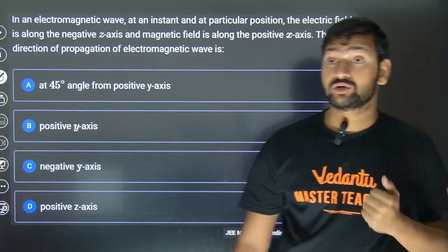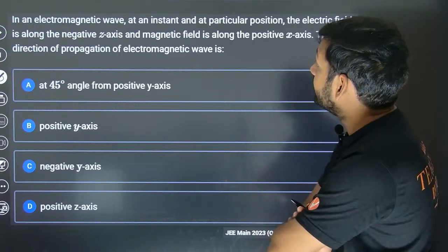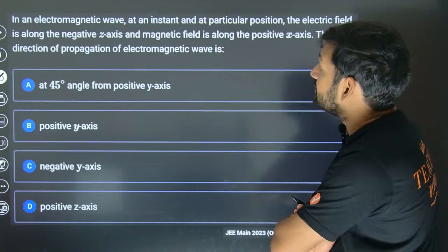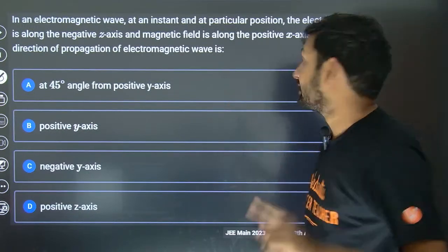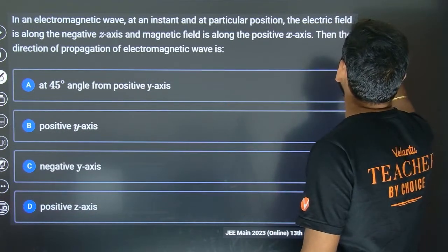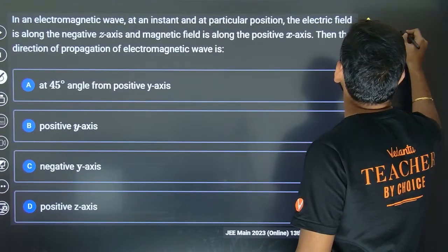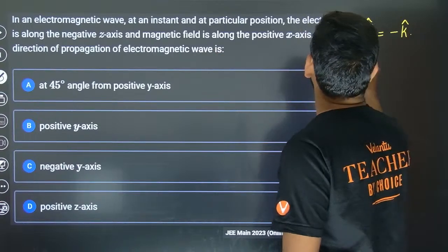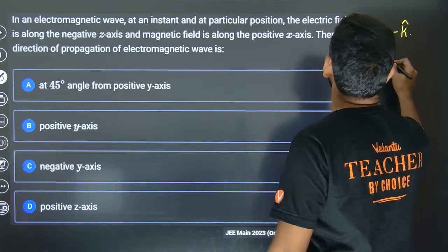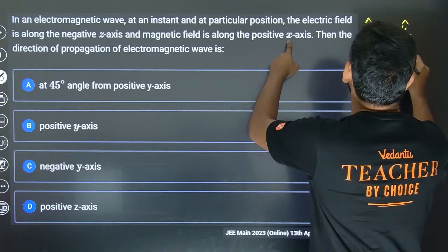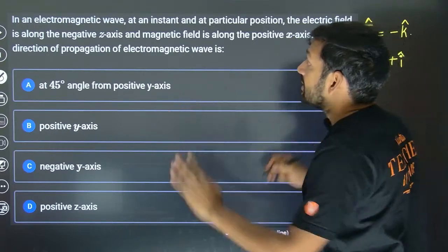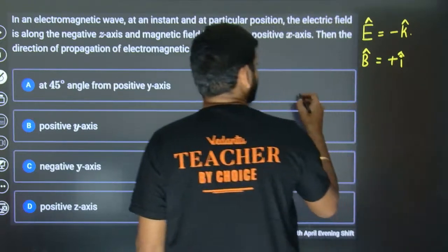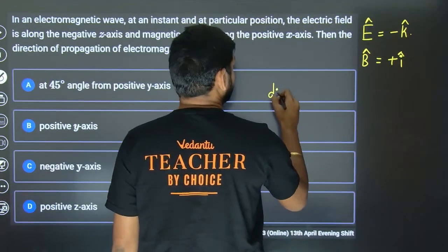Next, one more question. In an electromagnetic wave, at an instant and at a particular position, the electric field is along negative z direction. So the direction of the electric field is in negative z direction. That means minus k cap. Magnetic field is along positive x, and they're asking in the direction of propagation of the electromagnetic wave. The direction of EM wave.